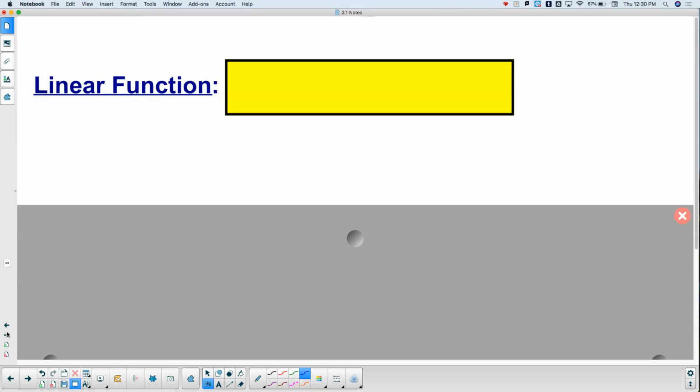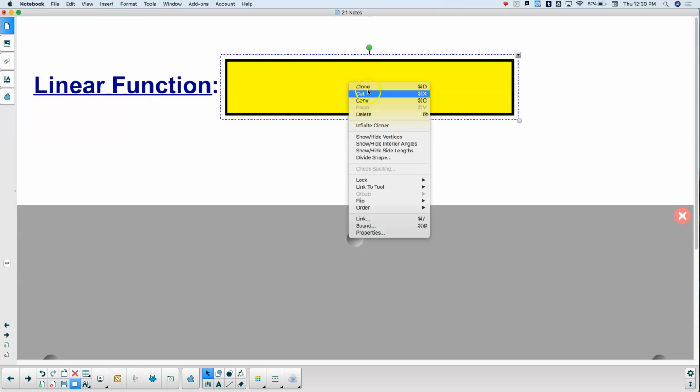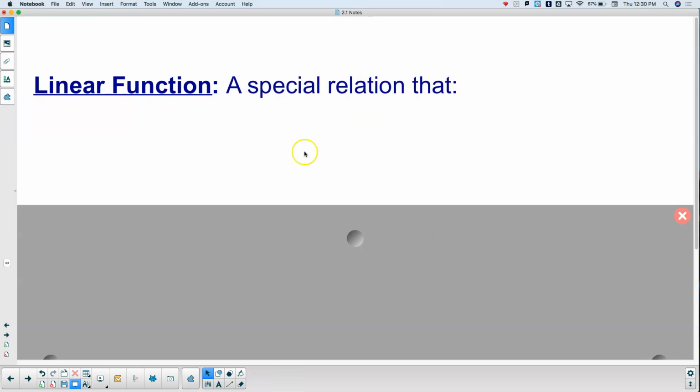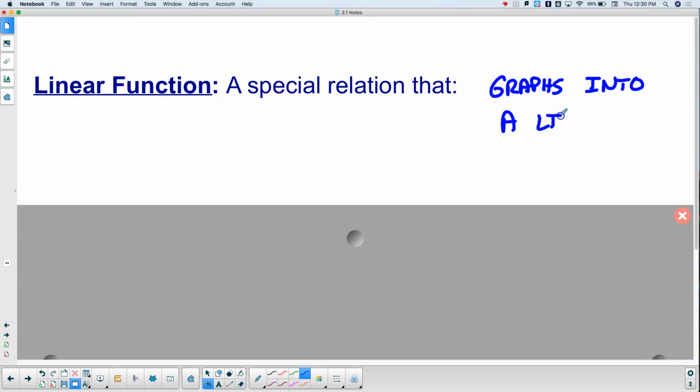A linear function is a special relation that graphs into a line. That's really the only thing about a linear function, that it graphs into a line.